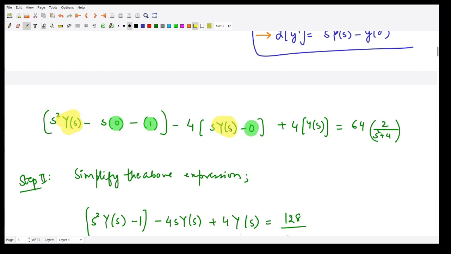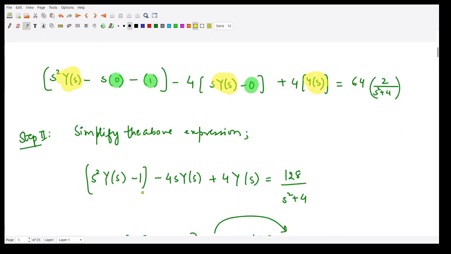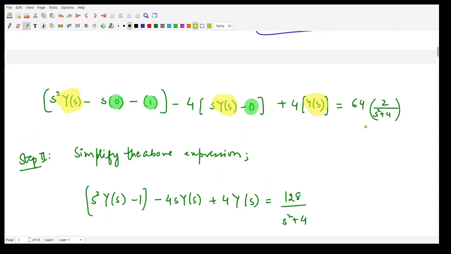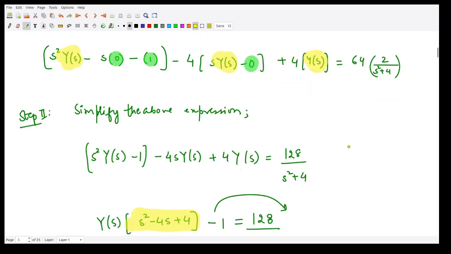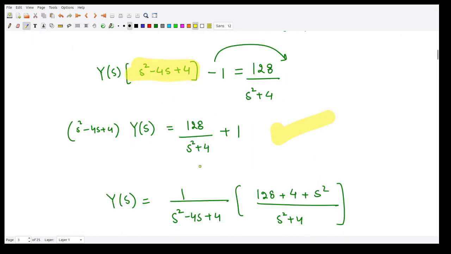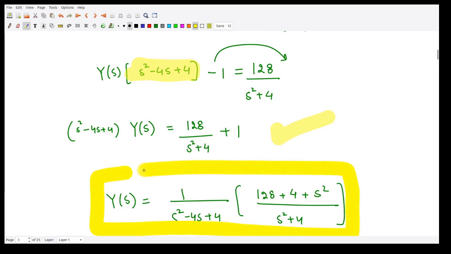So we can take all the terms containing y of s on one side. When you simplify this, you will have the coefficient of y of s as this term, and all the other terms you can shift to the right hand side so that it becomes equal to this particular term. So we have simplified the given expression in terms of y of s, and it comes out to be this particular quantity. So now you have the expression for y of s.